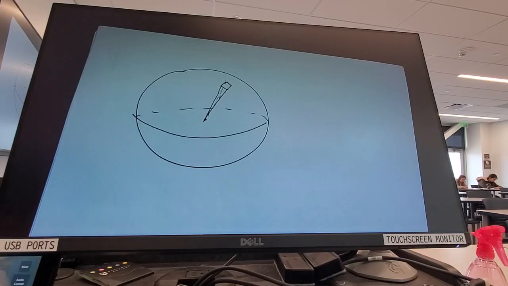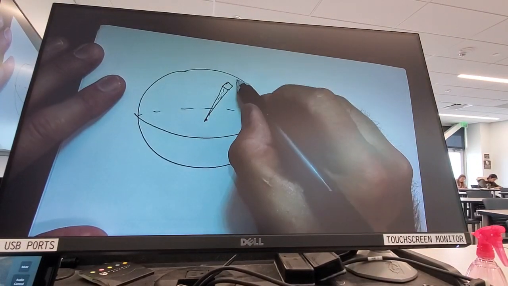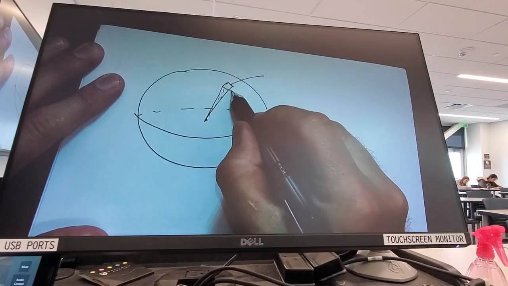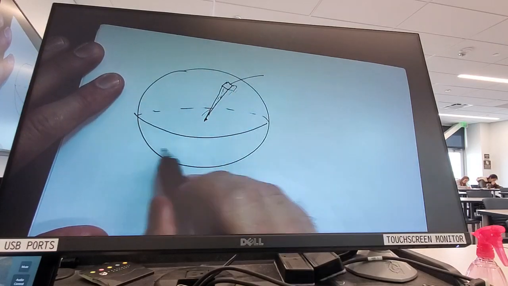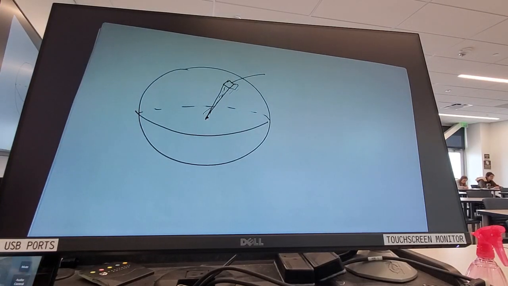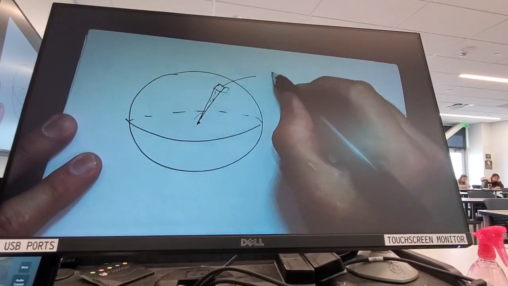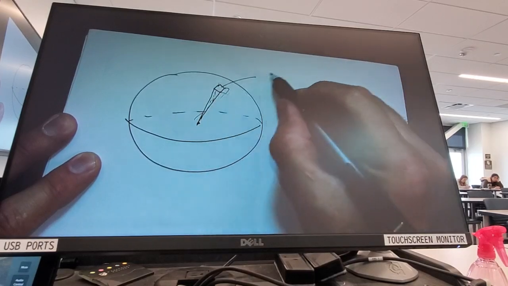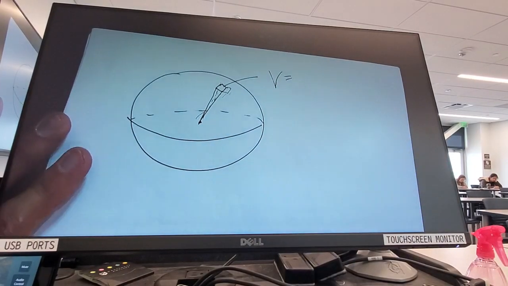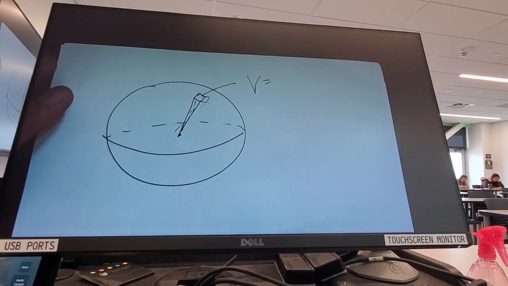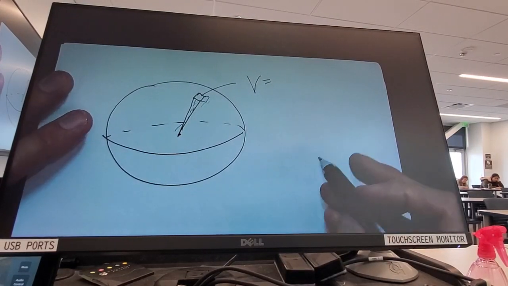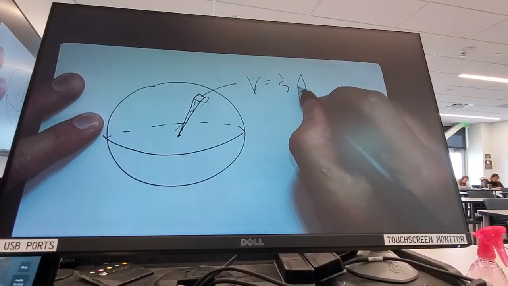So the base... Okay, this is where things get kind of weird. If I drew every pyramid possible on the surface of the sphere, are you guys kind of with me? Wouldn't all of their bases add up to be the surface area of the sphere? Is that cool? So for this particular pyramid, what's the volume of this pyramid? Does anyone remember the formula for the volume of a pyramid? 1/3. Yeah, 1/3, good. Area of the base times the height.